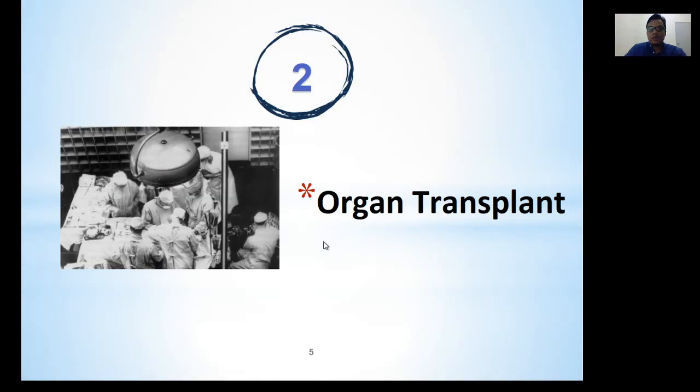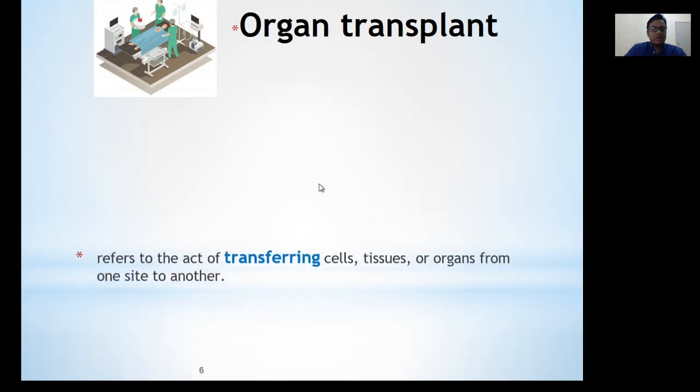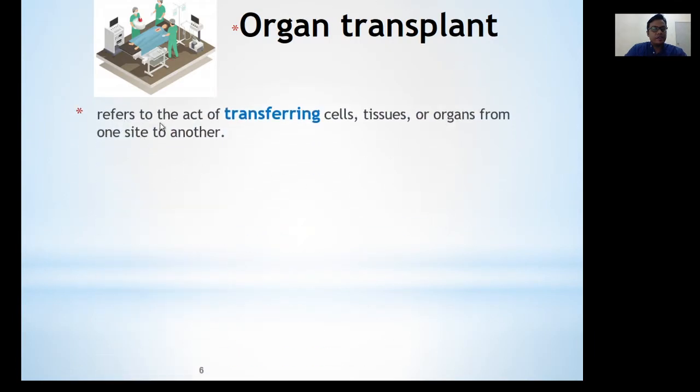Second part, we will have a brief introduction on organ transplant. Organ transplant refers to the act of transferring either cells, tissues, or organs from one site to another. So it means either from one individual to another person, or even from the same individual, but transferring it to another site. For example, a skin graft from the skin on the back of a person transferred to different areas such as the face or hands.